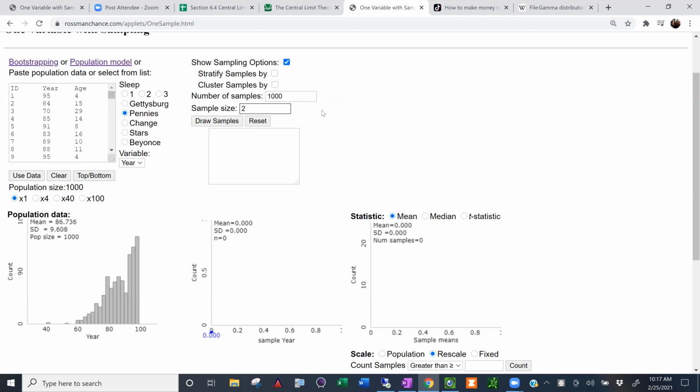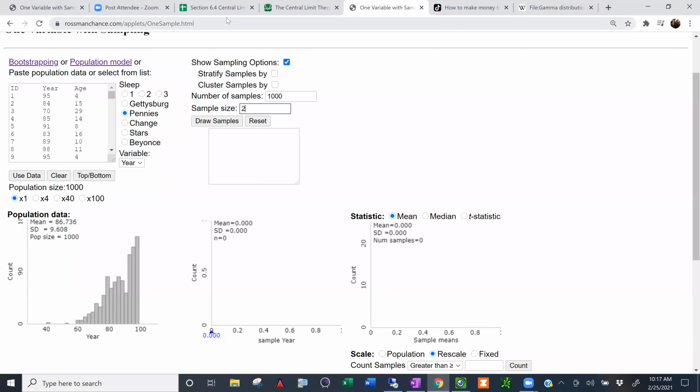Now our goal here is to take a sample of size 2, add them together, divide by 2, so you get the average age of that sample. And I want to look at the distribution of the sample mean now. How does that look? Does it look anything like this distribution?